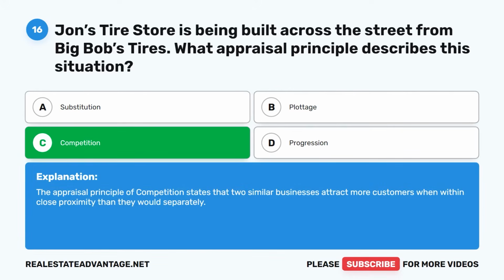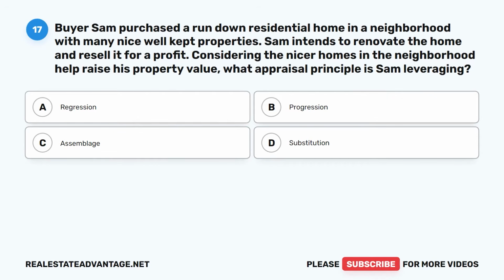Competition. The appraisal principle of competition states that two similar businesses attract more customers when within close proximity than they would separately. Question 17. Buyer Sam purchased a rundown residential home in a neighborhood with many nice, well-kept properties. Sam intends to renovate the home and resell it for a profit. Considering the nicer homes in the neighborhood help raise his property value, what appraisal principle is Sam leveraging?